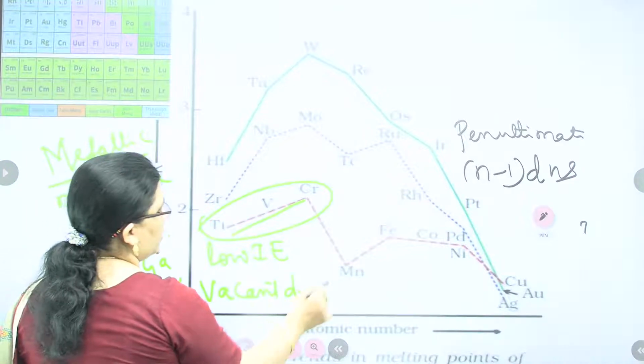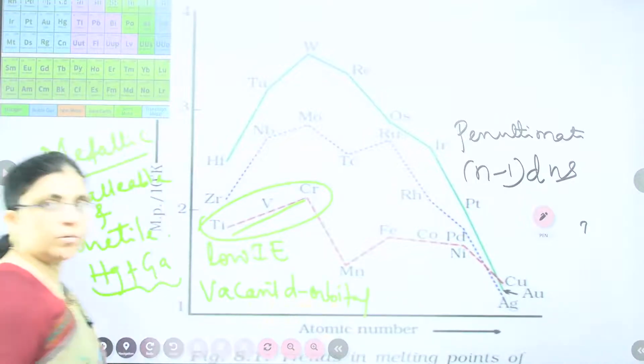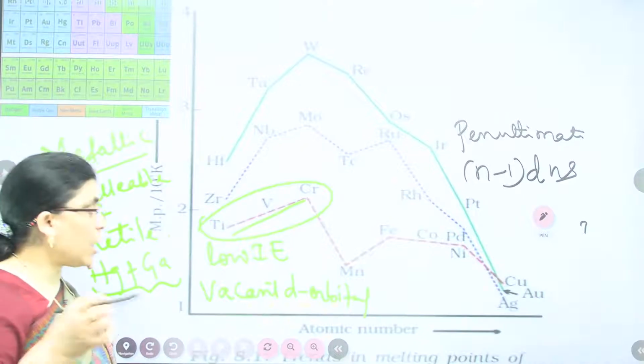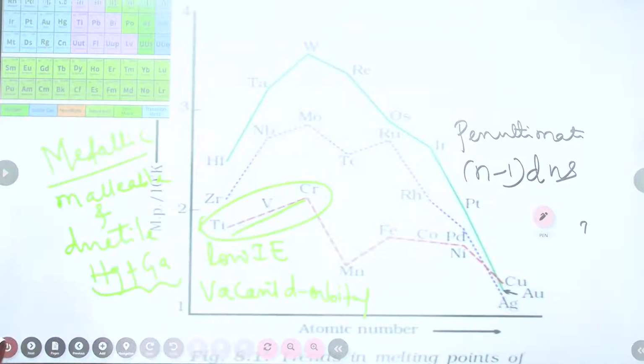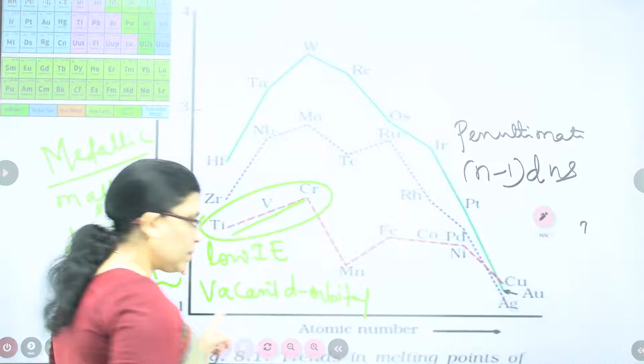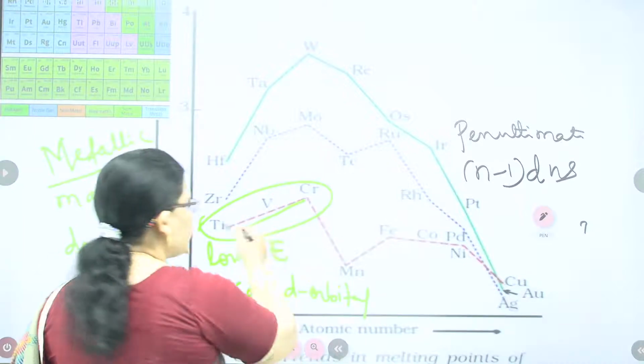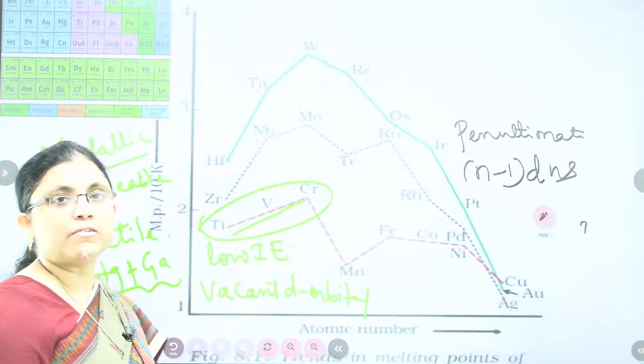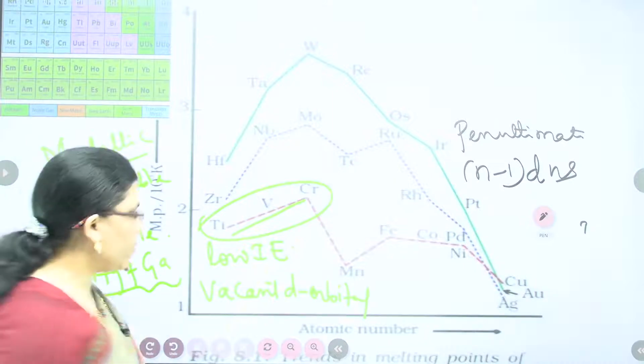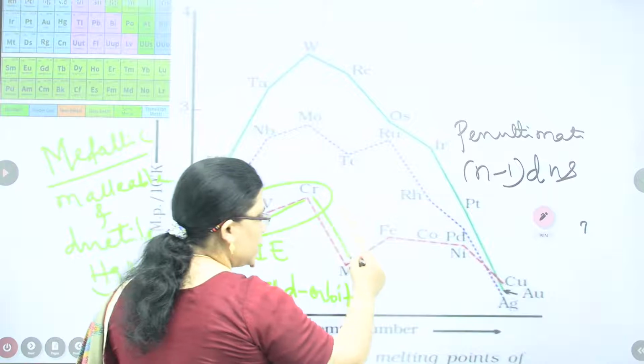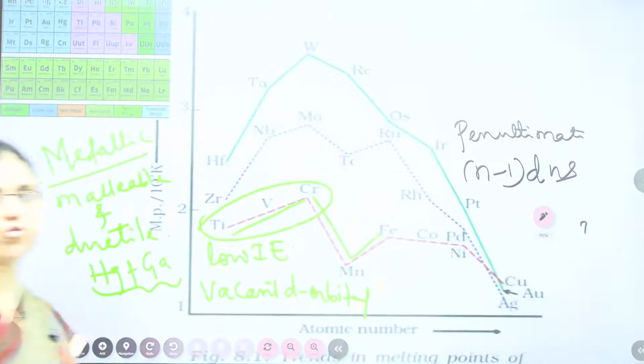Those vacant d orbitals are responsible for showing the metallic character. That's why the metallic character of the transition metals is due to relatively low ionization enthalpy and the number of vacant d orbitals. When there is a low ionization enthalpy and vacant d orbitals, there will be an increase in the melting point. Further, from chromium to manganese it decreases, and then slowly increases to iron.